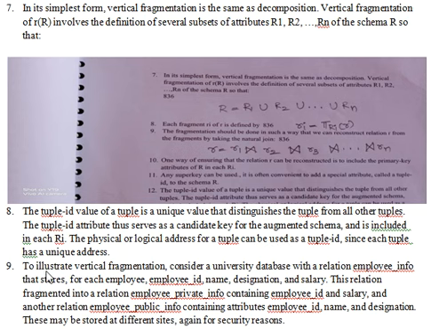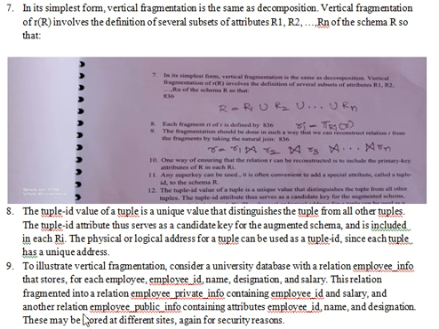Now 13th, to illustrate vertical fragmentation, here they are taking an example. Consider a university database, one of the relations. What is the relation? Employee_info. That is the relation name that stores information for each employee, having different attributes. What are the attribute names? Employee_ID, name, designation and salary. These four are important for every employee.